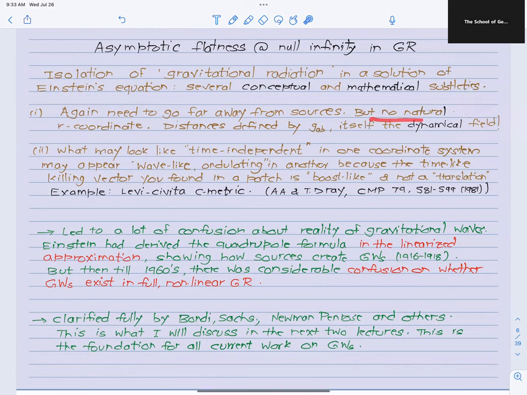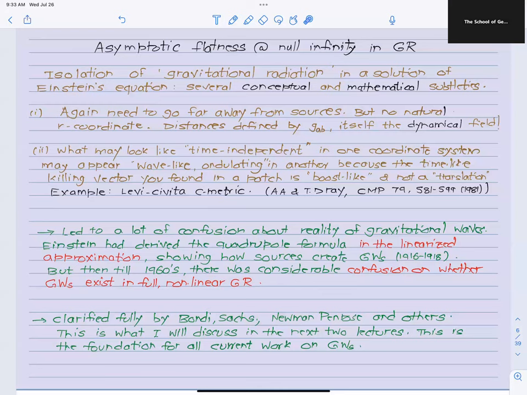But now there is no natural r coordinate, because the distances are defined by the metric itself, and the metric itself is a dynamical field. So we have to be more careful about what we mean by this. This is what led to a lot of confusion in the early days, because with one choice of coordinates, it looked like a solution had radiation, and in another type of coordinates, it looked like there was no radiation. So what may look like a time-independent, stationary solution may appear wave-like or undulating in another coordinate system.